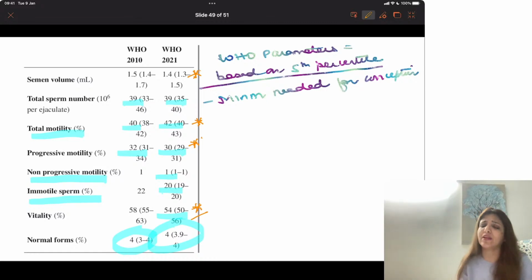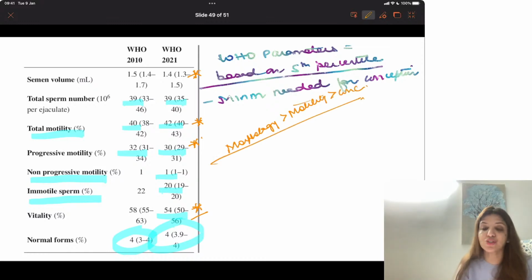Again, everything else is the same. If they ask you which is the most important semen analysis parameter, still it is morphology. The most important parameter is morphology, followed by motility, followed by concentration.